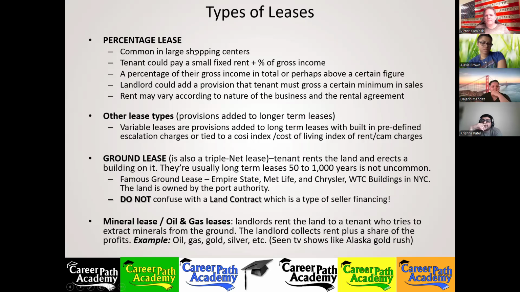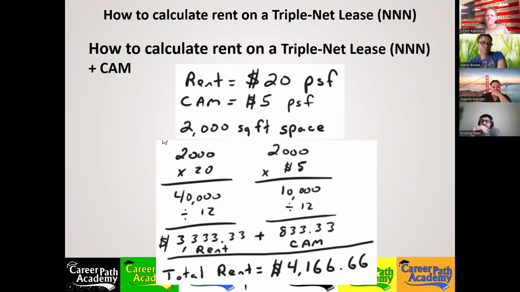And why do we divide by 12? Sorry, I'm sorry, go ahead. Why do we divide by 12? Because that's the annual charge divided by 12 for 12 months. So this is annual, look. Yeah, these are monthly payments. Yep, these are annual. It's not $40,000 a month rent. Not for 2,000 square feet at $20 a square foot. That's annual.